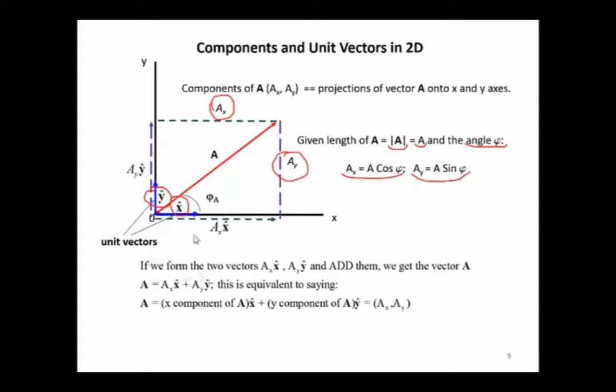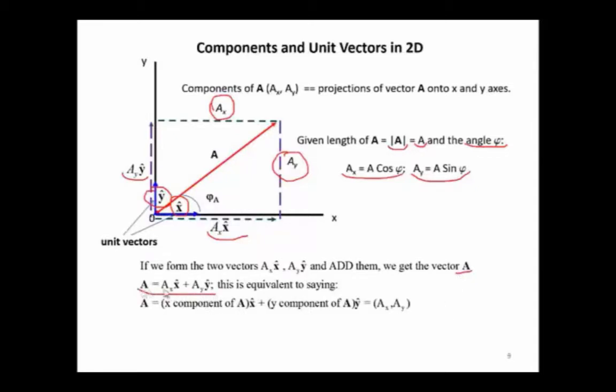So if we form the two vectors, which are the components of these two vectors with a unit vector in the correct direction, we have A sub x times x hat, and we have A sub y times y hat. If we add those two vectors, then we get the vector A. So here we go. This is what we just said.